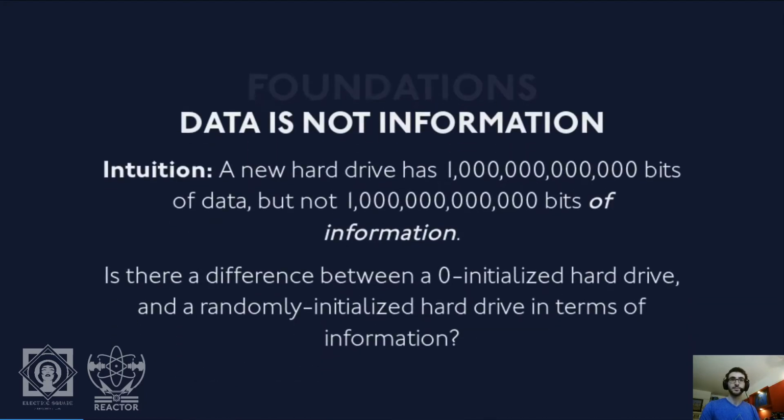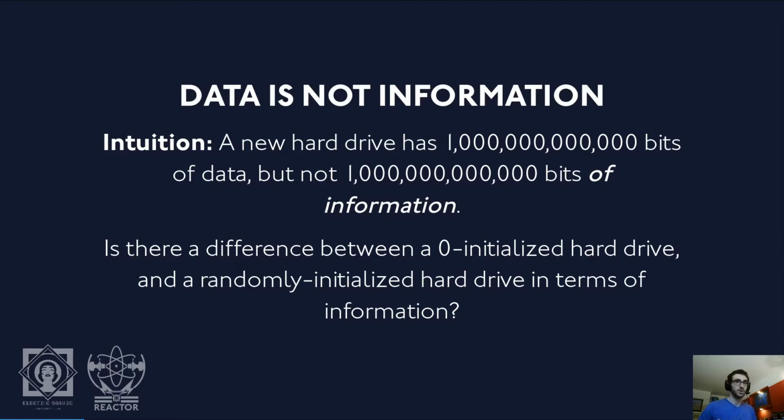So, foundations. It's worth pointing out, and this is the core part of information theory, which I find interesting, that data is not the same as information. And there's a bit of intuition about this. If you buy a new hard drive, it might have a terabyte of data on it when you buy it. The amount of data on it is never going to change through the course of its lifespan. But you do intuitively understand that when you buy a hard drive, it's not going to have any information on it. And then an interesting question that springs out of this is, is there a difference in terms of the information content between a zero initialized hard drive and a randomly initialized hard drive? And the answer to this question is yes, there's a big difference, but the fact that the meaningful difference to us might not be very significant is also of interest for later.